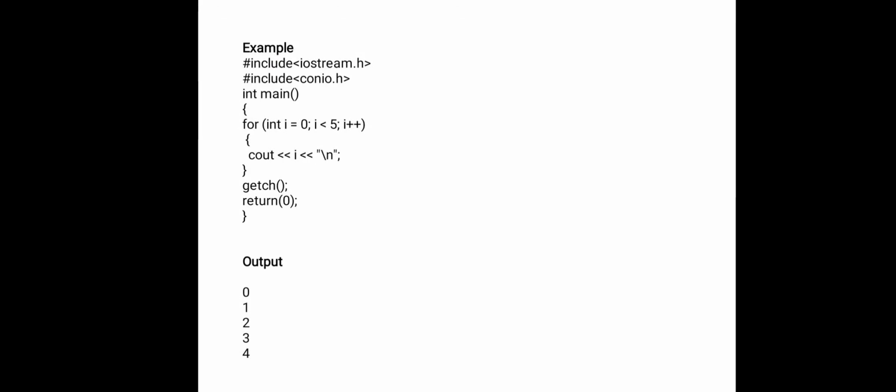So this is the example: for i is equal to 0, i less than 5, i plus plus. The same code, so we have specified it inside the for loop. So i takes the value 0, it will check the condition, and this for statement will be executed as long as the condition is true. Once the condition becomes false, it will come out of the loop.